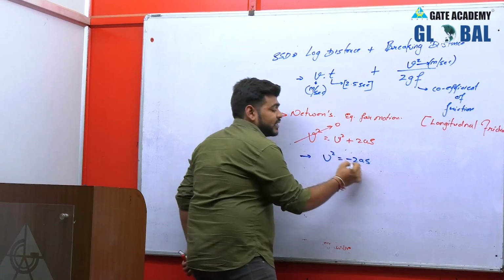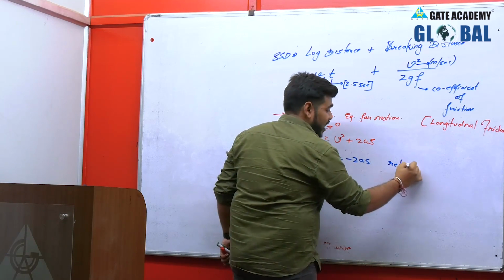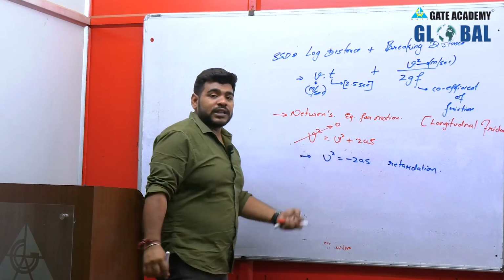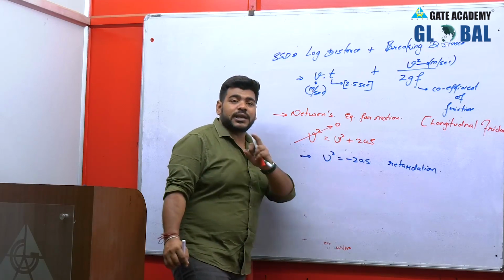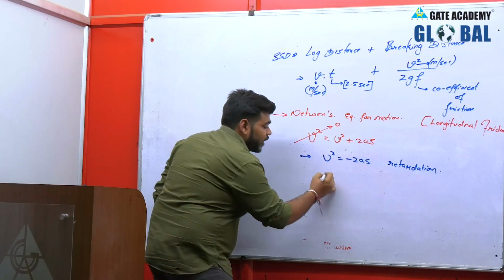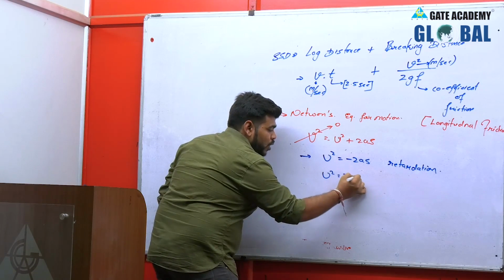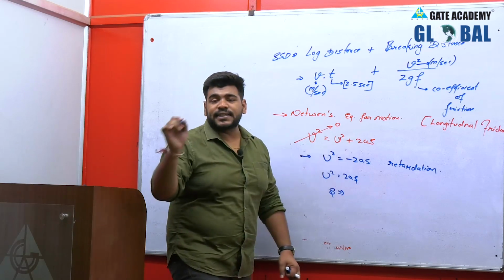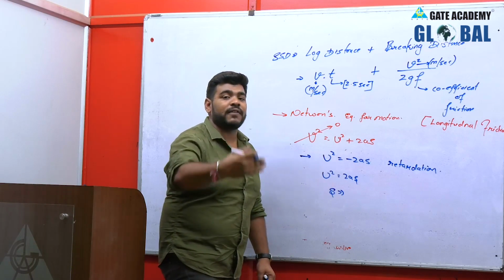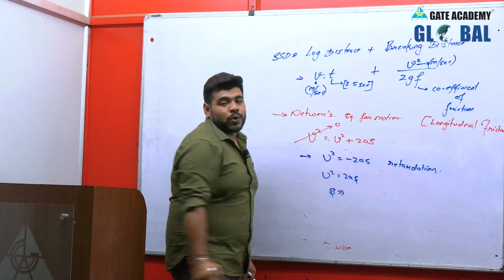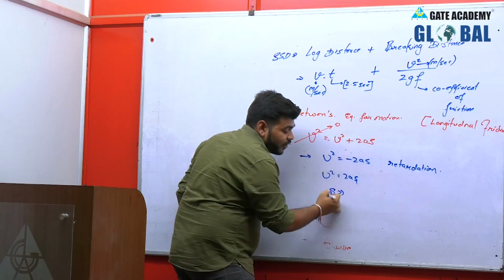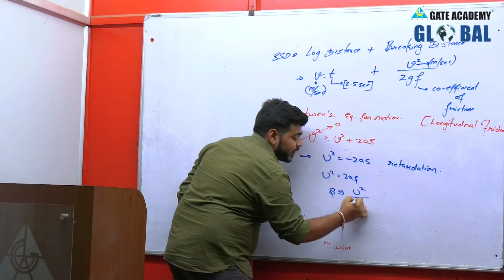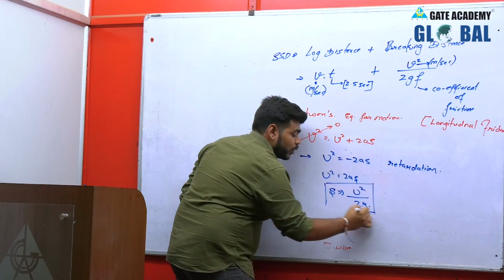But this minus sign is representing retardation, as we are applying the brake over the pavement surface. So we can also write it as u² = 2as. Further, s is the distance covered when the brake is applied and the final velocity is 0. This s is the stopping distance, or braking distance. So s = u²/2a.